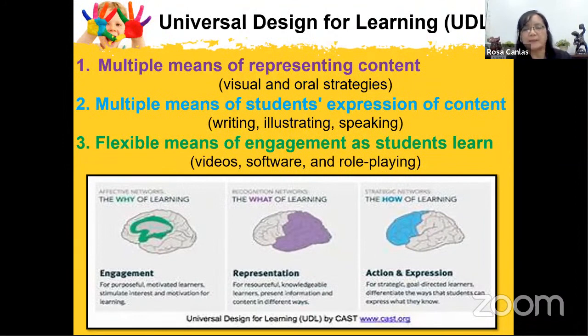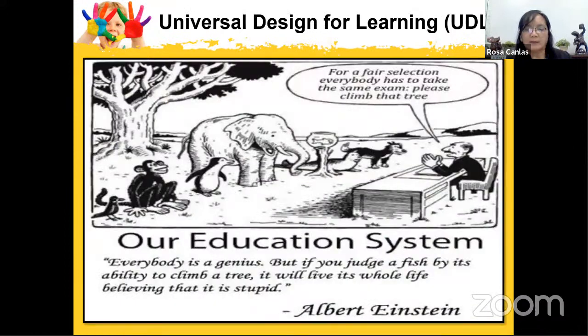This is very applicable, especially nowadays, when our children are more focused, inspired, and motivated by using technology or different gadgets. So we can make different activities for them, because each of them has needs. So I would like to show a picture here, an example of our education system by Albert Einstein.